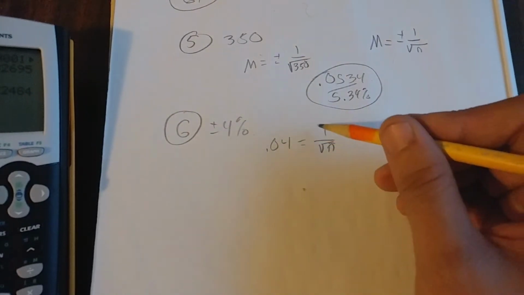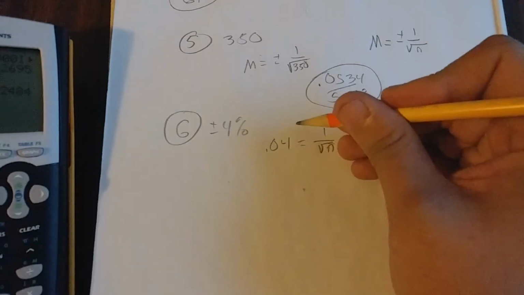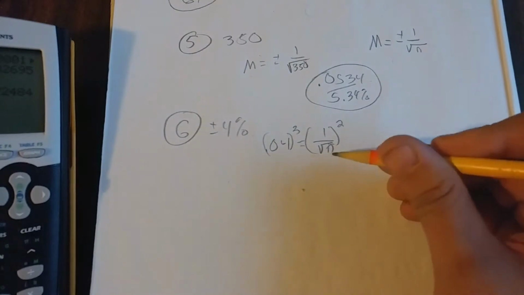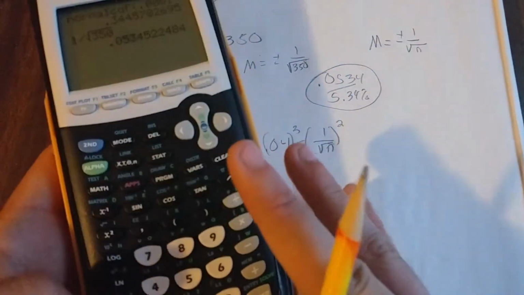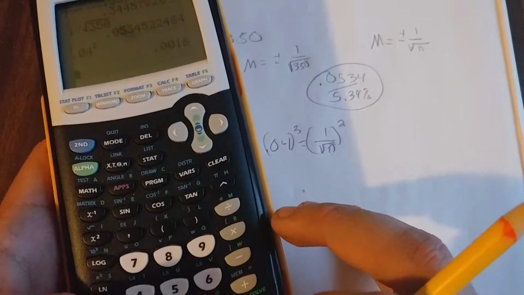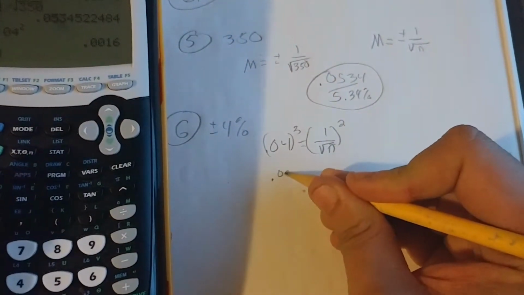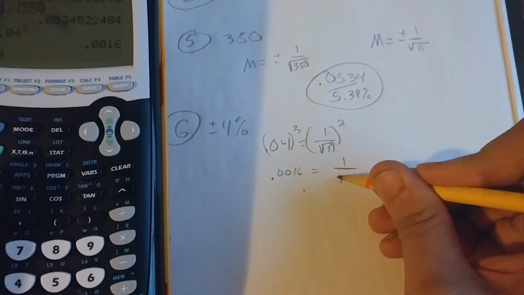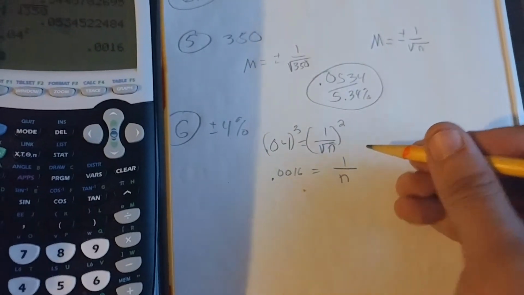Let's first square both sides. So let's square this side and that side. The reason I'm squaring both sides is to get rid of that square root over there. So I'm going to do 0.04 to the second power. So that's going to be 0.0016 equals 1 over n. You remember, the square root disappears when you square it.